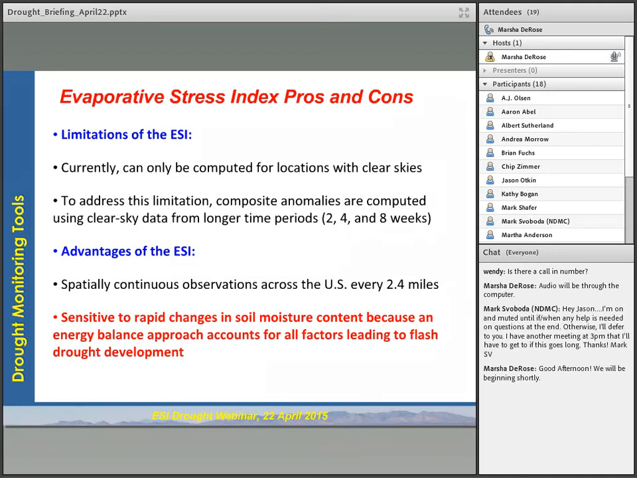Perhaps the most important benefit of the ESI, though, is that it is highly sensitive to rapid changes in soil moisture conditions, because the energy balance approach used to estimate ET can account not only for the impact of dry weather and vegetation, but can also account for the impact of hot temperatures, sunny skies, and strong winds that often occur during flash drought events. This drought early warning capability makes the Evaporative Stress Index a very useful tool with which to detect the rapid emergence of flash drought conditions. Next slide, please.